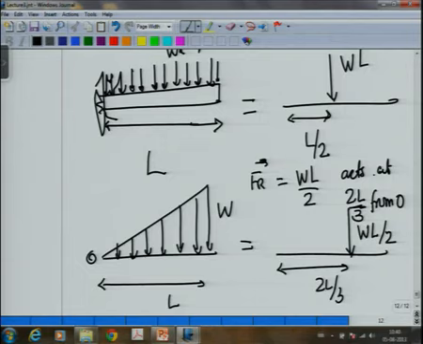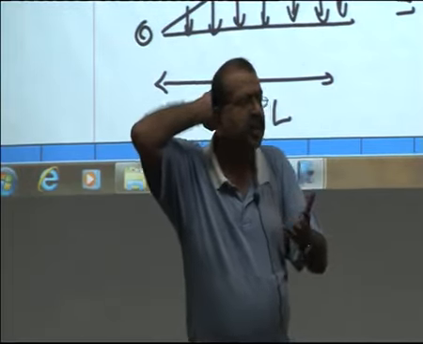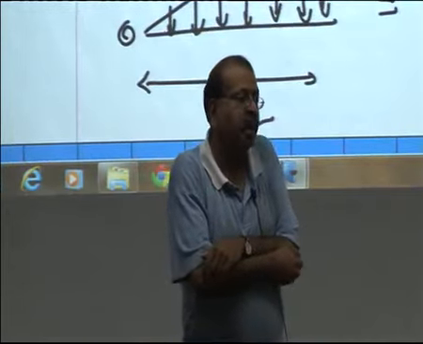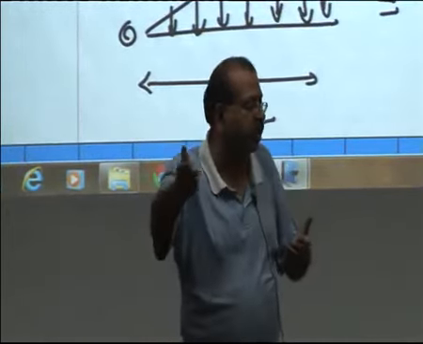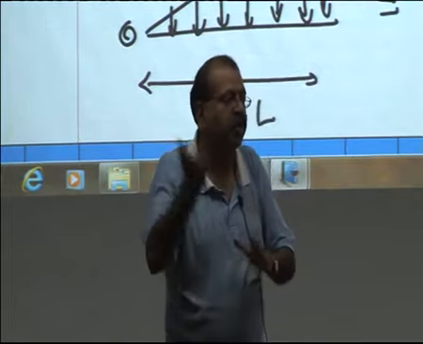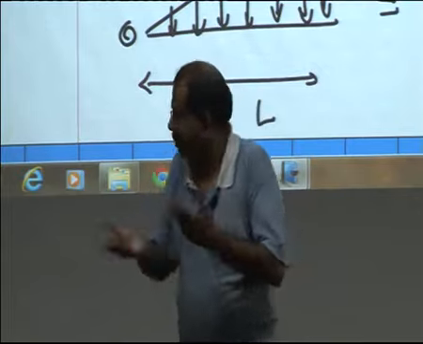In case we have more complex cases, then we resort to integration. We will integrate W(x) dx, suppose it is a parabolic load, cubic load, something like that, then you just integrate that, and to find where it acts, you will again take the centroid. So, that means you will take integral x times W(x) dx divided by the total load, that will give you the distance. Okay.